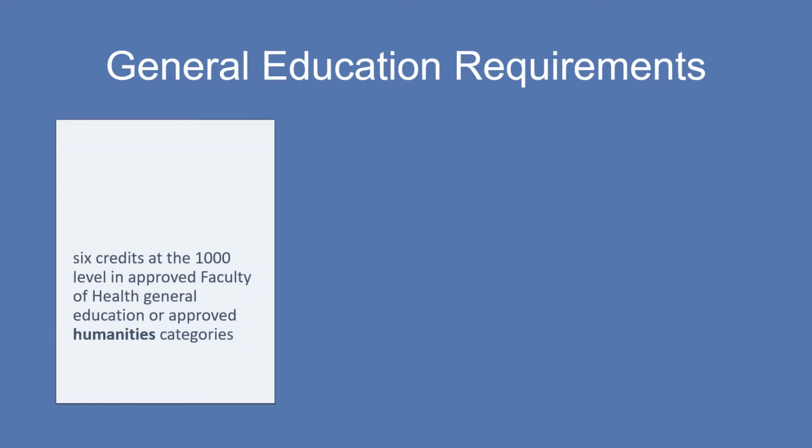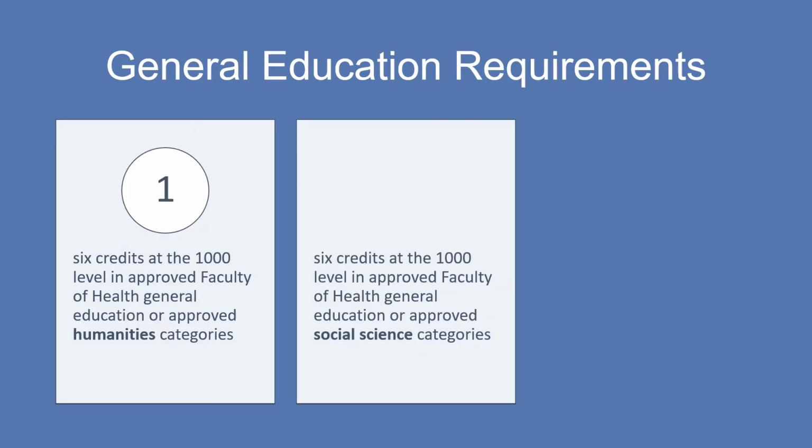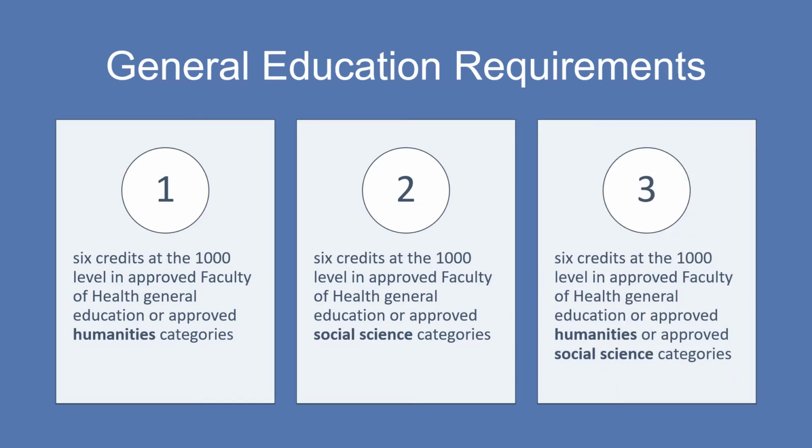The general education requirements for a BSc Psychology degree include a minimum of 18 credits as follows. 6 credits at the 1000 level chosen from an approved Faculty of Health General Education course or an approved humanities area. 6 credits at the 1000 level chosen from an approved Faculty of Health General Education course or an approved social science area. And finally, 6 credits at the 1000 level in an approved Faculty of Health General Education course or an approved humanities area or an approved social science area.